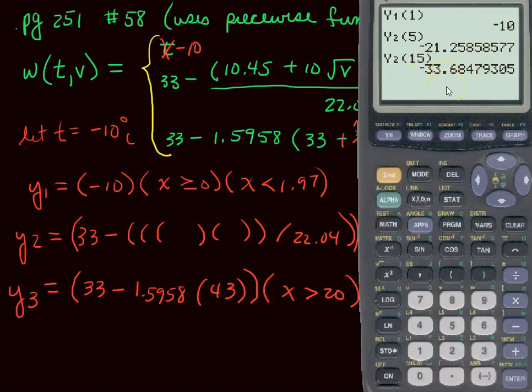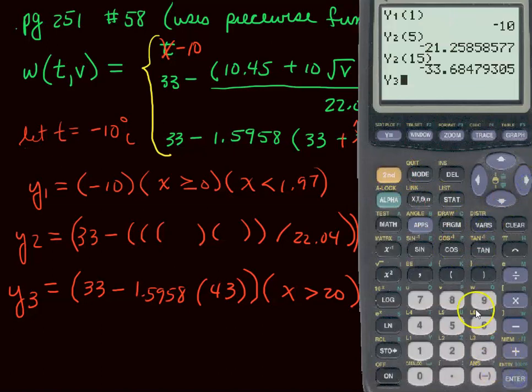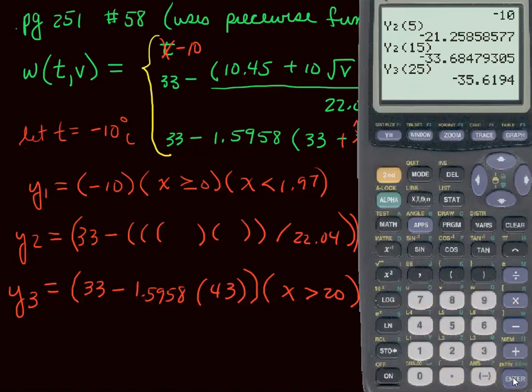What about 25? Well, now we use the third part because that starts when you get to 20. Well, I guess 20 is the second part, y2. Greater than 20 is the third part, and 25 certainly is. So we're going to grab y3, vars, y vars, function, y3 of 25. So it's like f of x here, or in our case w. A negative 35.61.